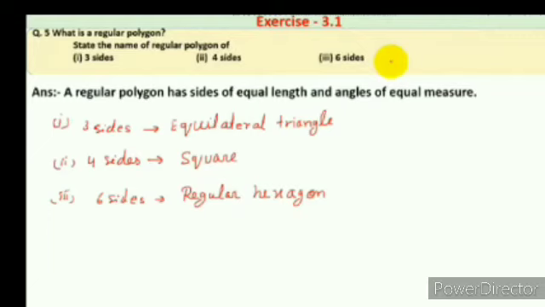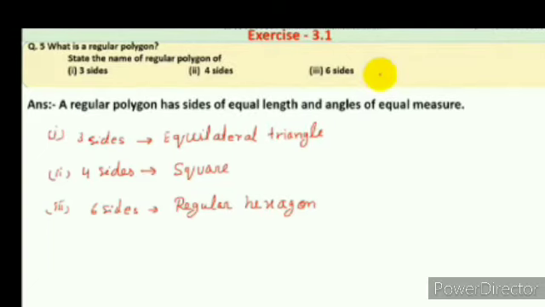Yes, copy down this. For further details about polygons, I added a video. Watch it. Thank you.